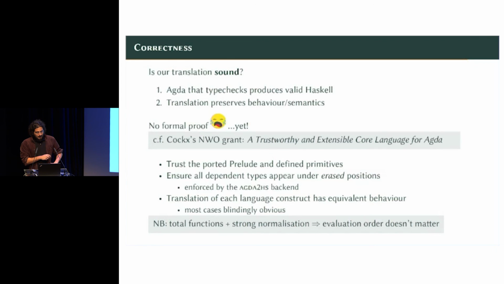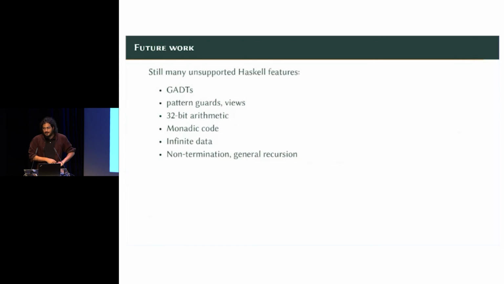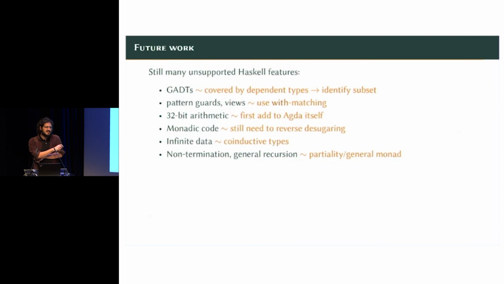Right. And by the way, we haven't covered the whole of Haskell features, so we have a lot to do. We have some ideas on how to cover them, like GADTs, they're like a subset of dependent types. We would be able to formulate it, I think. Useful language extensions like pattern guards, view patterns, I personally believe they can all be done using the powerful with statement in Agda for dependent pattern matching. Some other things really need support within Agda itself, like 32-bit arithmetic. We don't have that, we only have 64. You need to first add it and then care about the translation.